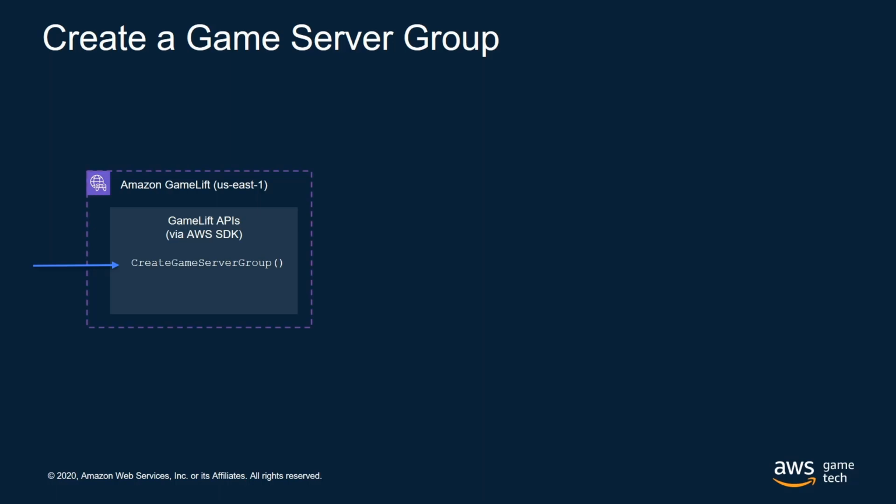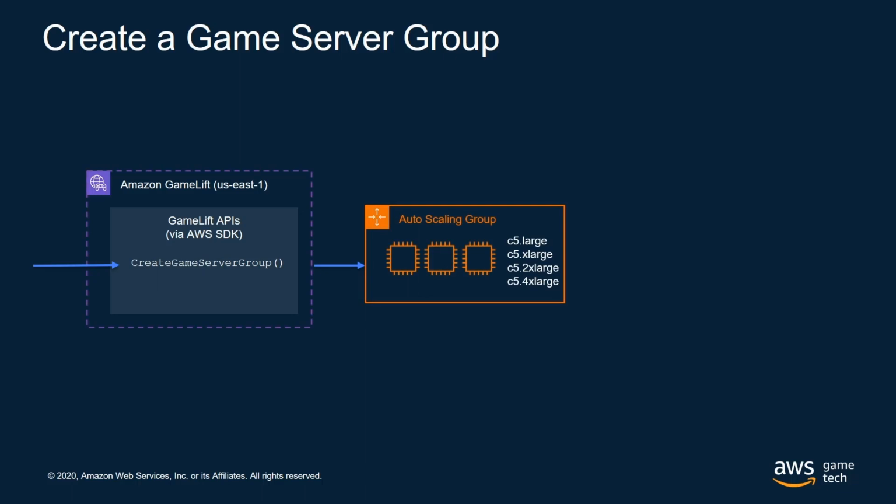So this is kind of the getting started. Put on your administrator's hat. You've got the command line interface and you're setting up FleetIQ for the first time. And what it looks like is you'll call the create game server group in GameLift. And what that'll do is actually create an auto-scaling group in your account. Auto-scaling group belongs to you. You can do anything with it, but GameLift will be updating it along the way.